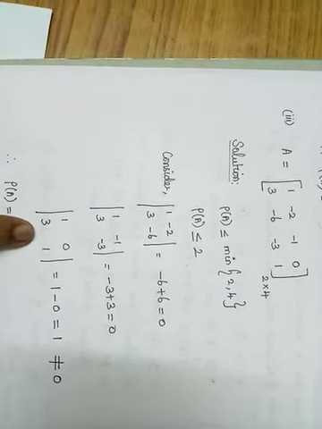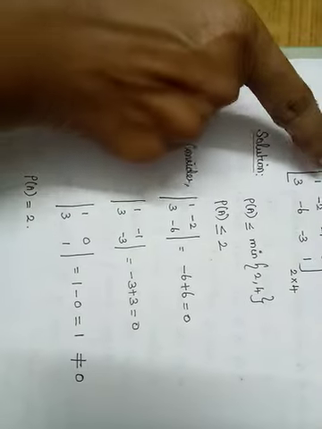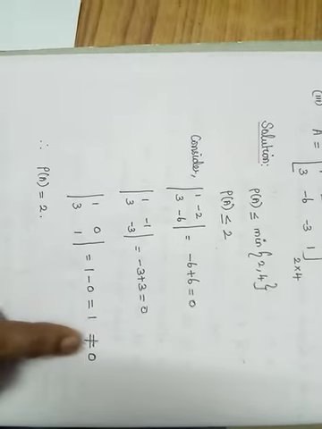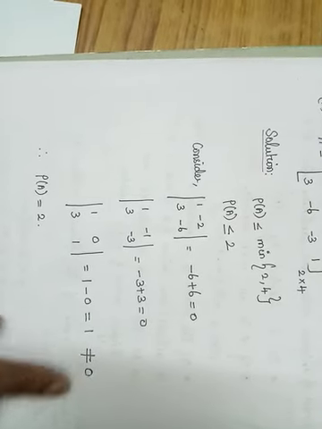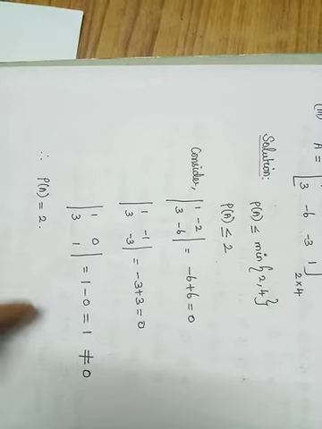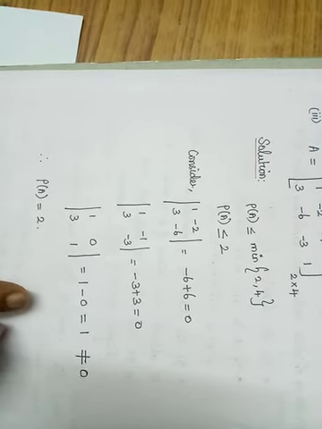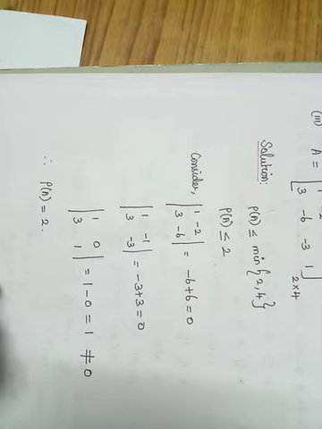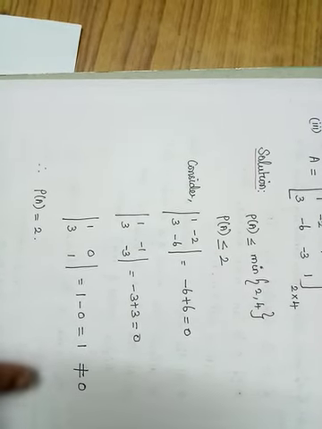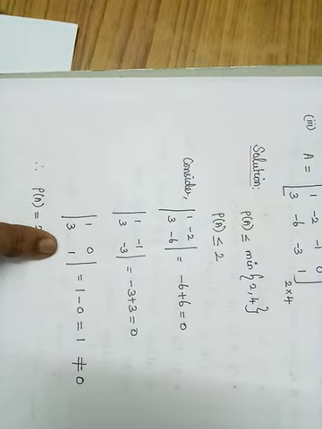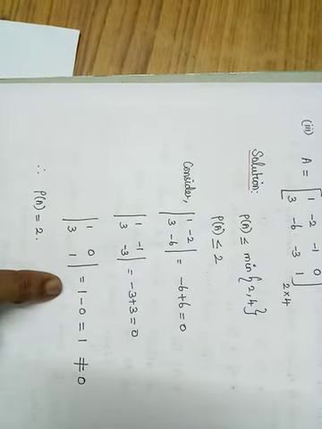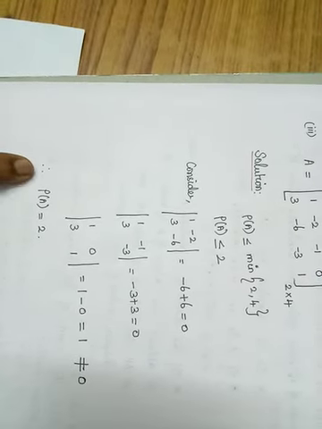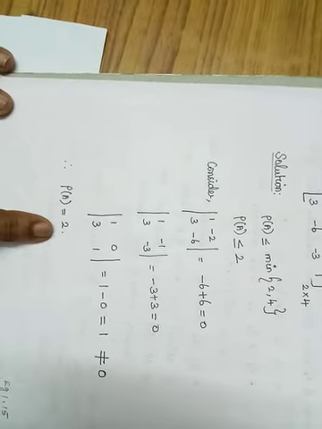So I'll go to the next 2 by 2 minor. What is it? 1 3 0 1. While I'm considering this, the value is 1, which is not equal to 0. According to the definition of the rank, if you want to say the rank is 2, A has at least one minor of order 2 not equal to 0. Here there are 3 minors of order 2, and of those the last one is not equal to 0. So we conclude that the rank of the matrix is equal to 2.